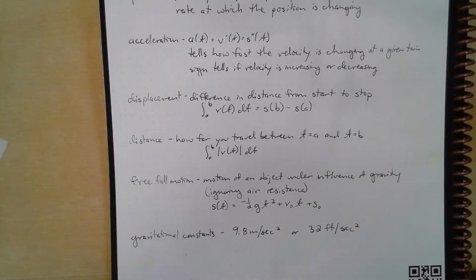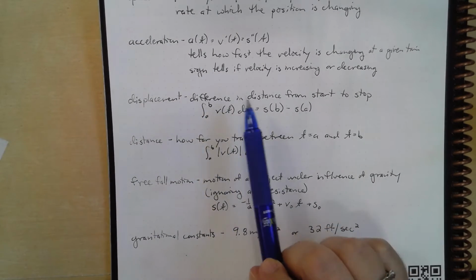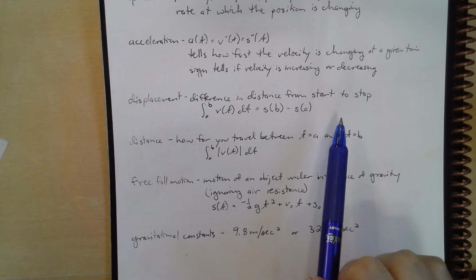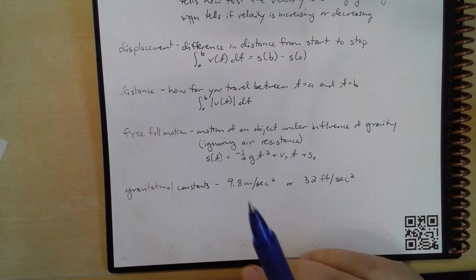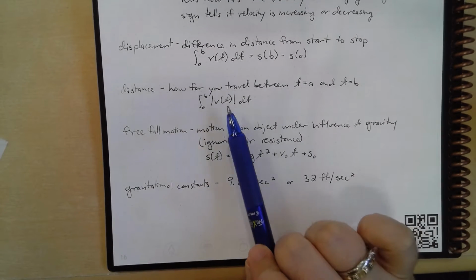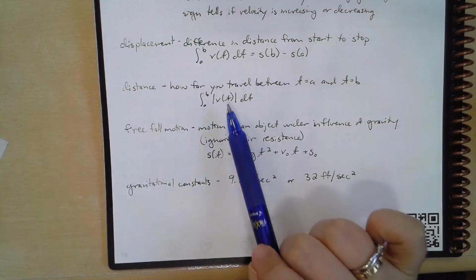But acceleration is the derivative of velocity, or the second derivative of the position. Displacement. Now here's when we're bringing in our integration. Displacement is going to be the difference in distance from start to stop, so the integral from a to b of v of t, which is s of b minus s of a. But distance is going to be how far we actually traveled. And that's going to be the integral of the absolute value of v of t.